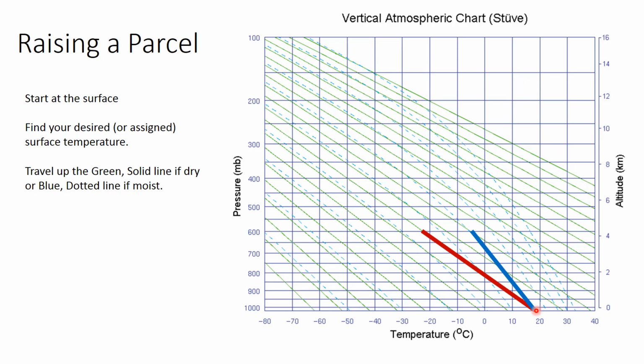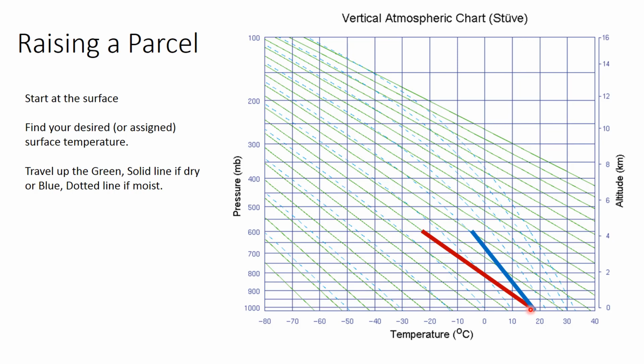Let's say I want to know the temperature of the air at 300 millibars. Well, I start down here, and I simply follow the line, making sure I'm on the same line, all the way up to 300 millibars. And my temperature would be right around negative 55, 56 degrees Celsius. And that's it. Done.